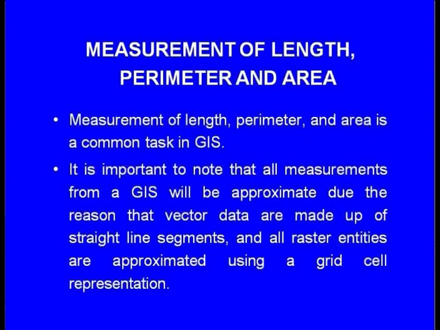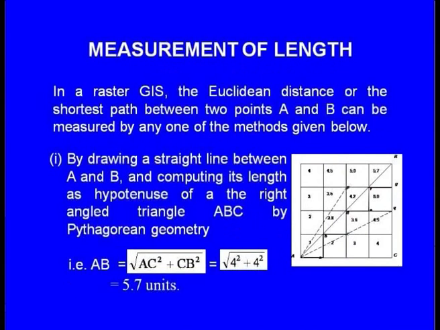Measurement of length, perimeter and area is a common task in GIS. It is important to note that all measurements from a GIS will be approximate, because vector data are made up of straight line segments and all raster entities are approximated using a grid cell representation. If we are to make the measurements in a raster GIS, the Euclidean distance or the shortest path between 2 points A and B can be measured by any one of the methods given below.